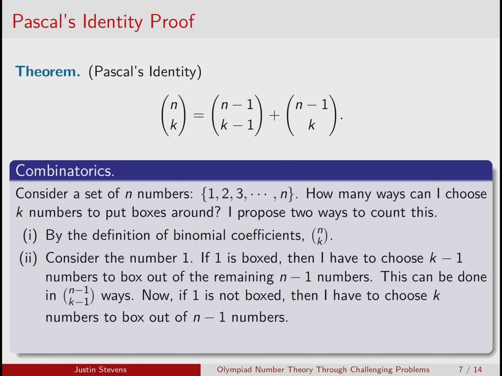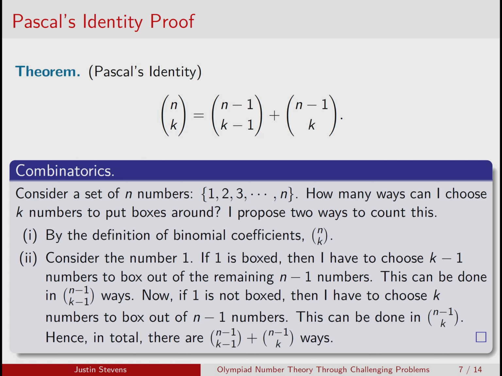Alternatively, if 1 is not boxed, then I have to choose k numbers to box out of the remaining n minus 1 numbers, and this can be done in n minus 1 choose k ways. And in total, there are n minus 1 choose k minus 1 plus n minus 1 choose k ways. And because these two things count the exact same thing here, we see that the two terms must be the same. So we've now proven Pascal's identity.